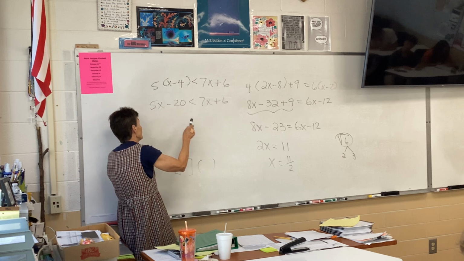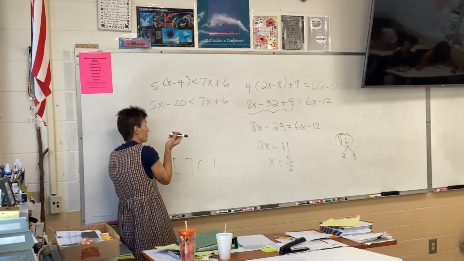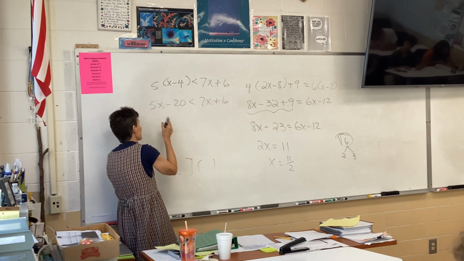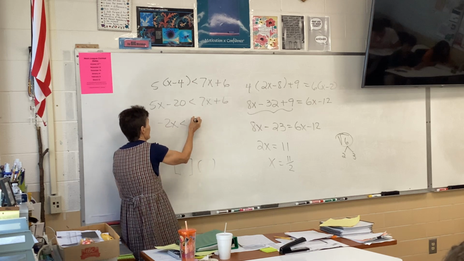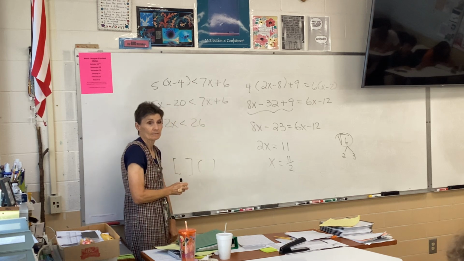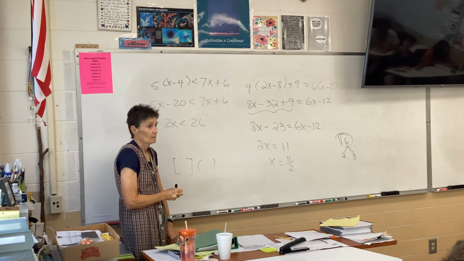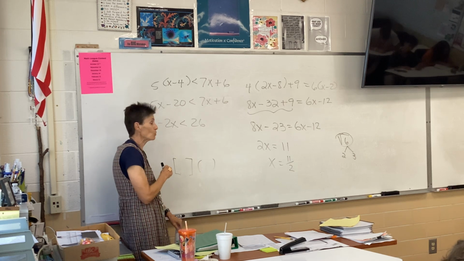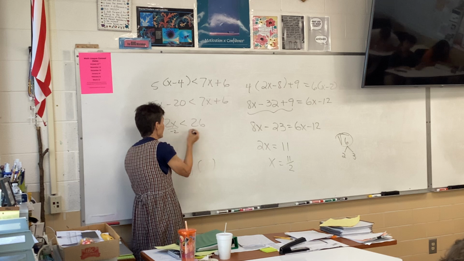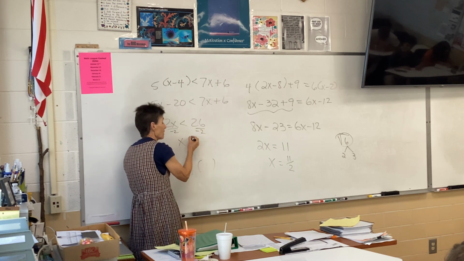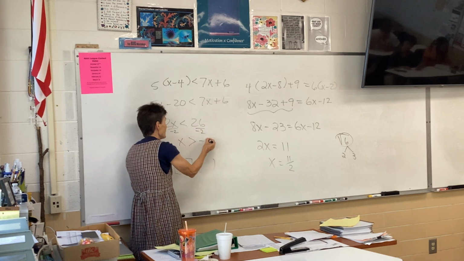I like to have all my letters over here, that's a personal problem I have. So I'm gonna bring this over, so negative 2x is less than 26. Yes. But because I made that choice, now I'm gonna be dividing by negative 2, which means I'm going to change my sign.